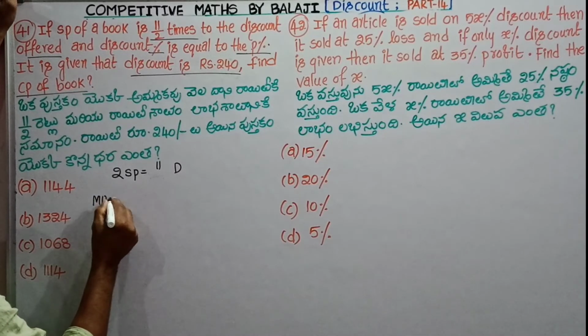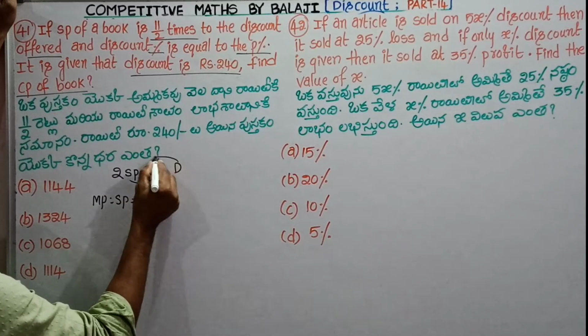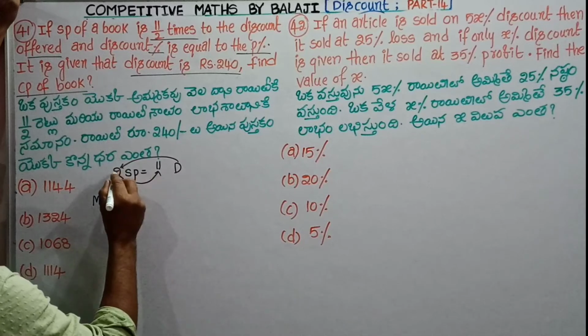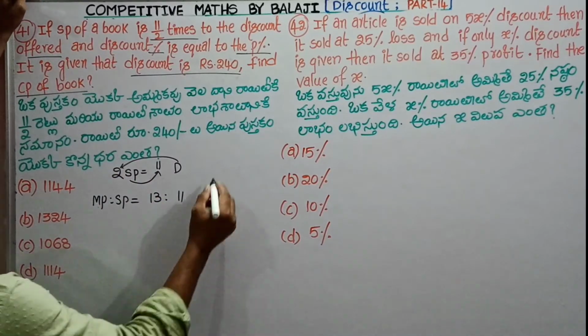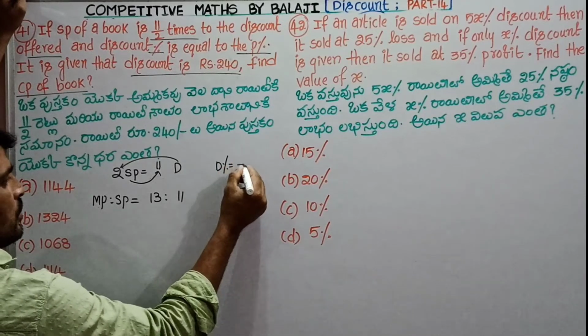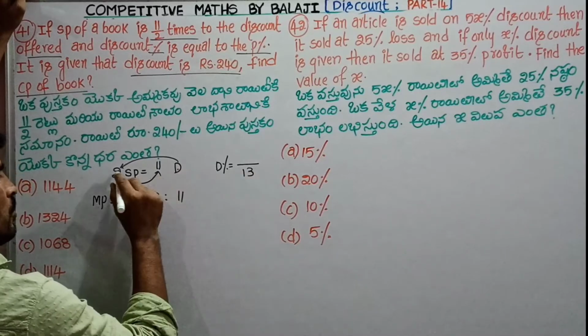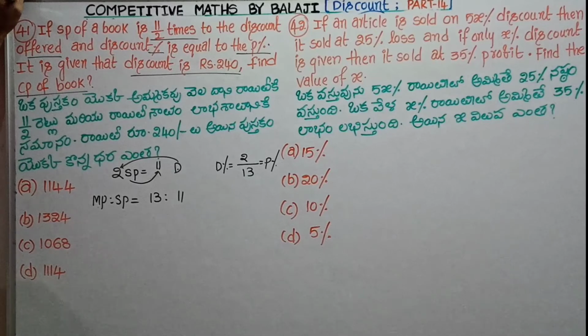Consider the ratio of market price to selling price here. If selling price is 11 units, discount is 2 units. So market price is selling price plus discount, 13 units, and selling price is 11 units. Then what is the discount percent? Discount is always calculated on market price. Market price is 13 units. Discount is 2 units, which is equal to profit percent. It is given in the question.